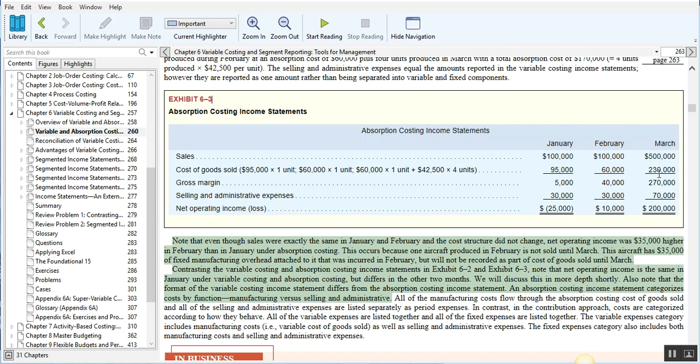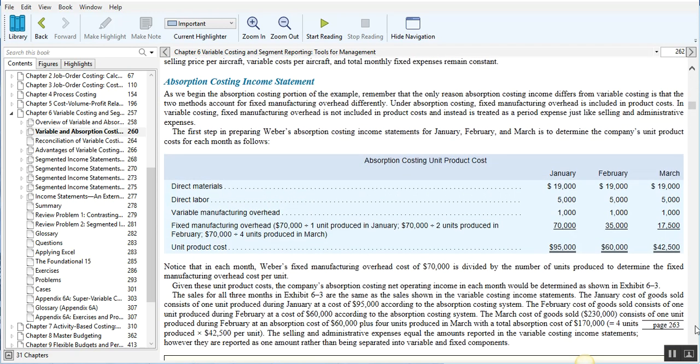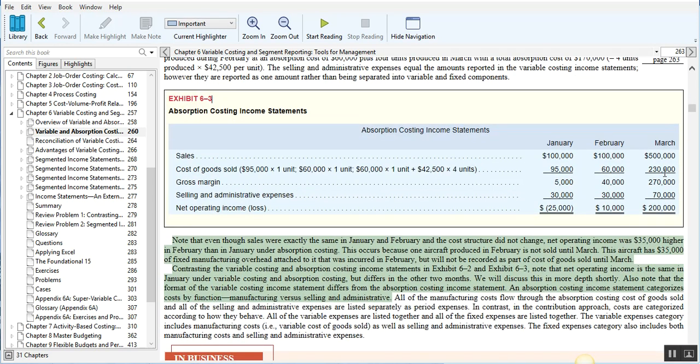Notice that the cost of goods sold under absorption costing changes from month to month depending on the amount manufactured. Because in absorption costing, we're going to divide out the fixed overhead by the number of units, each month the cost of goods sold will change. So for the month of February, it was 60 per unit, and in the month of March, it's 42.5 per unit, which is from the schedule up here. We just bring that down here to do the calculation.